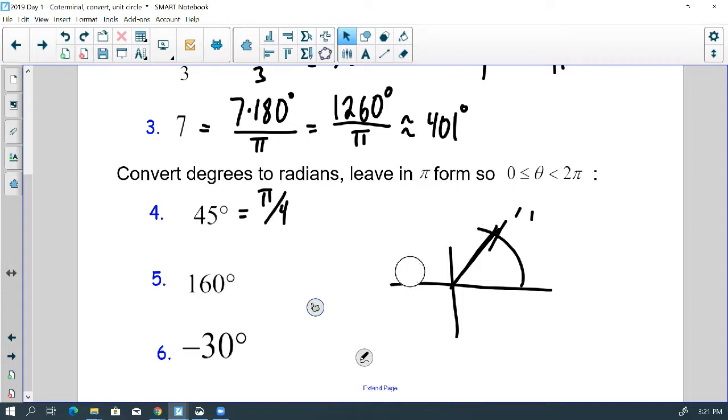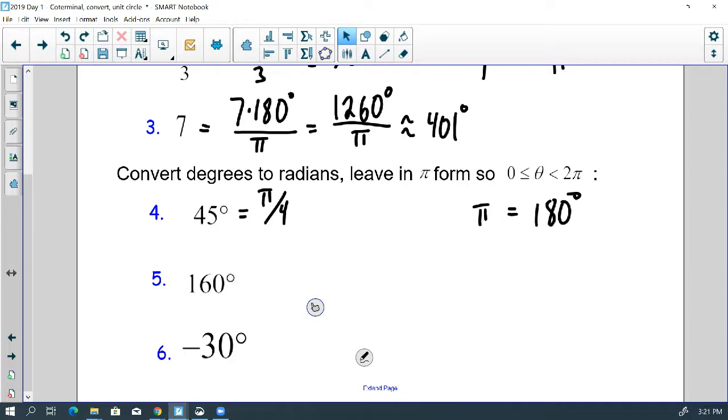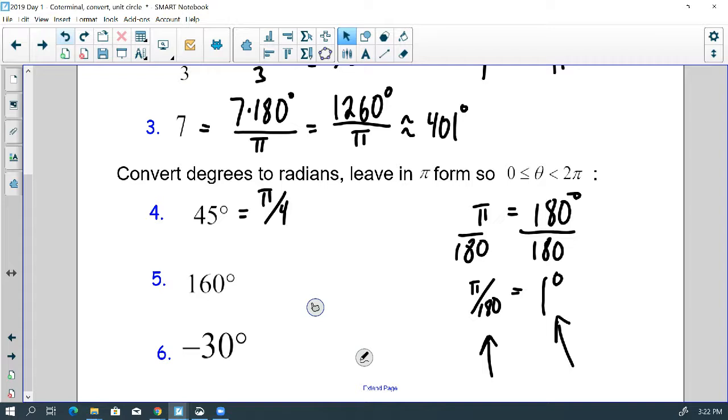160 degrees. 160 degrees is not a special angle. So let's go back to what we know. I know that pi radians is 180 degrees. And I want to know, what is 160 degrees? Well, I got an equation. Now I'm going to divide by 180. What does that do? Well, on the left, you've got pi over 180 radians. On the right, you've got 1 degree. So 1 degree is equal to pi over 180 radians.